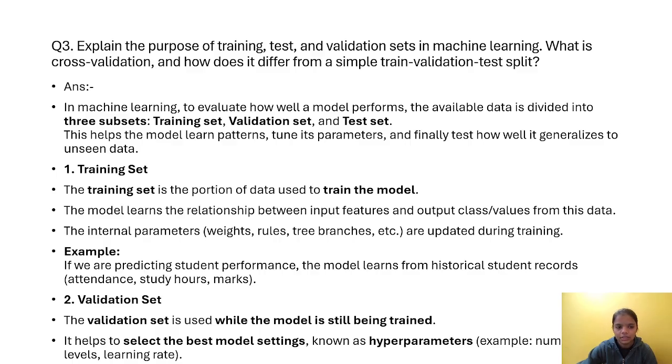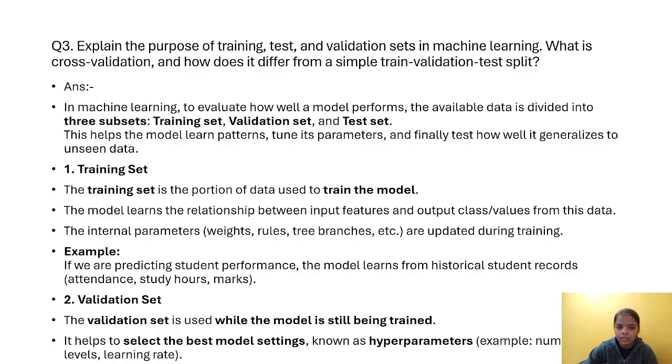First, the training set. The training set is the portion of the data used to train the model, which consists of 75% training part and the remaining for test and validation. The model learns the relationship between input features and output class value from this data. Third, the internal parameters like weights, rules, trees, branches, etc.